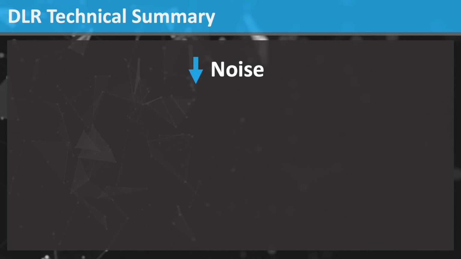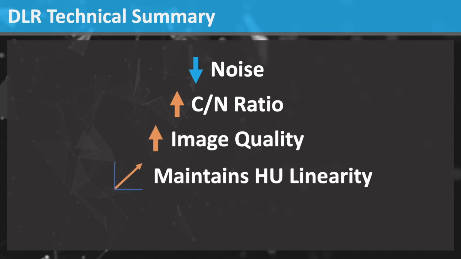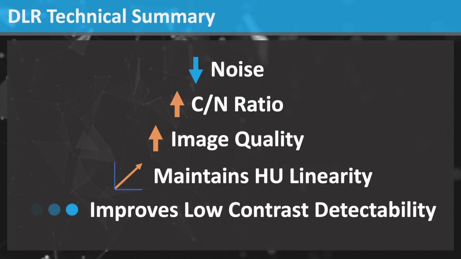Here is a quick DLR technical summary. DLR lowers image noise, increases the contrast to noise ratio, and increases image quality. DLR also maintains Hounsfield unit linearity and improves low contrast detectability. This is not magic, but is simply a benefit of deep learning solving a complex problem.